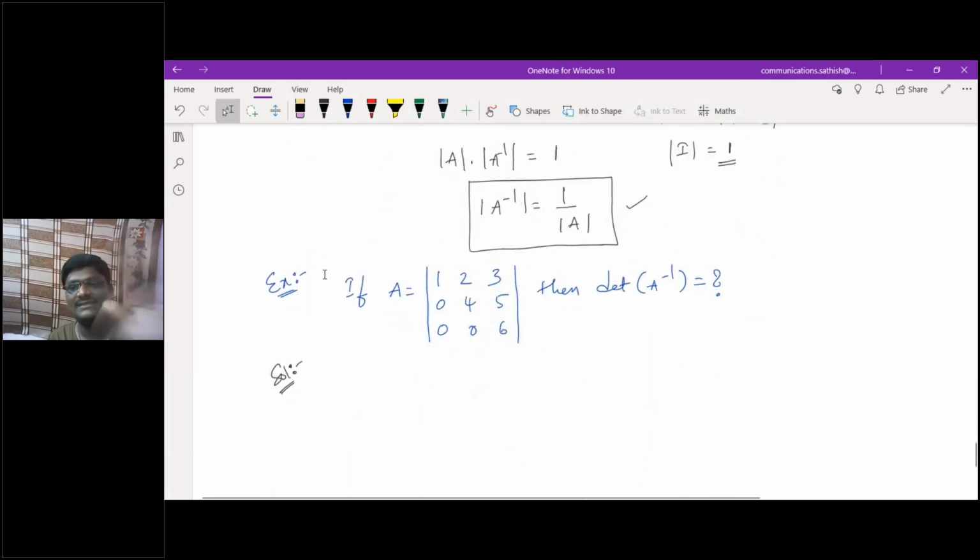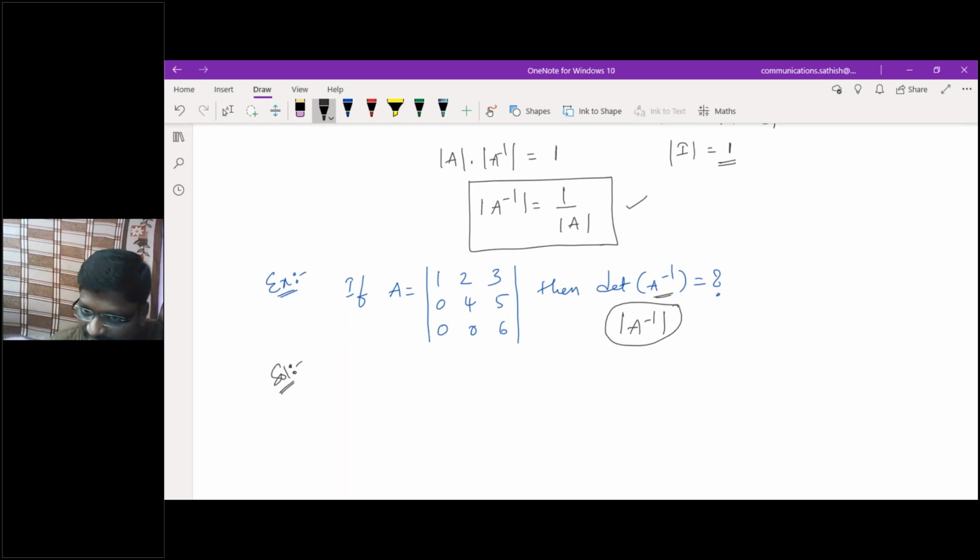See, I did not discuss the 10th property. What will you do generally? First, see, this determinant of A inverse is nothing but what? Mod of A inverse, that is determinant of A inverse only, na? Am I correct? But if I did not discuss this criteria, if I did not discuss this 10th property, what will you people do?